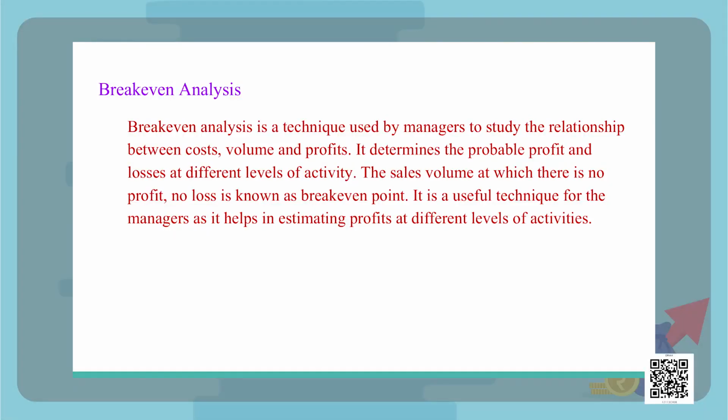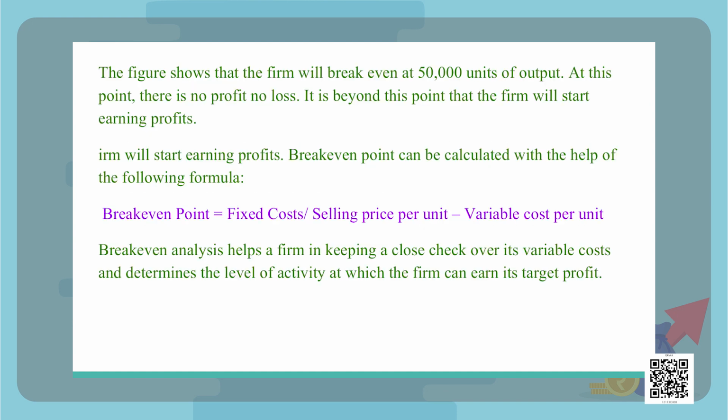Then the next technique is break-even analysis. Break-even point is a point where there is no profit and no loss. It is actually a point where total revenue is equal to total cost. So, the formula for break-even analysis is fixed cost divided by sales value minus variable cost per unit. So, this calculates the break-even level of the organization.